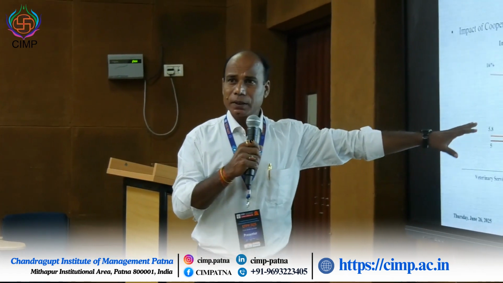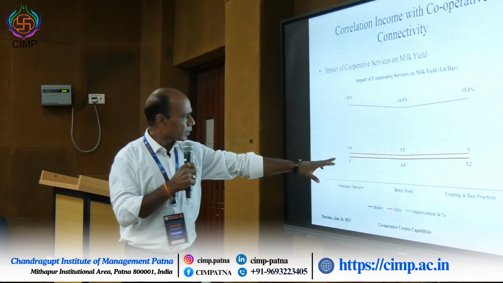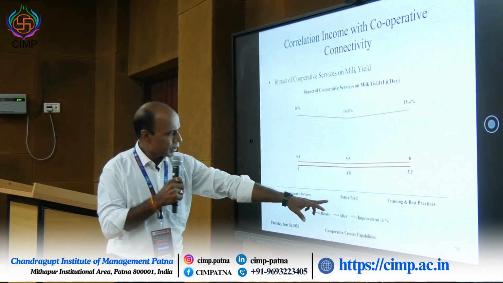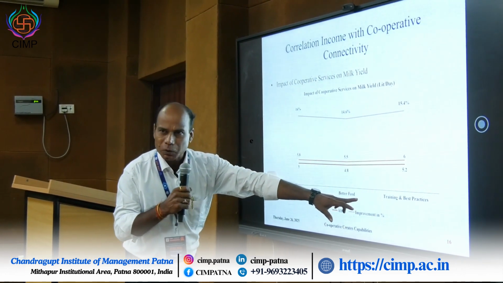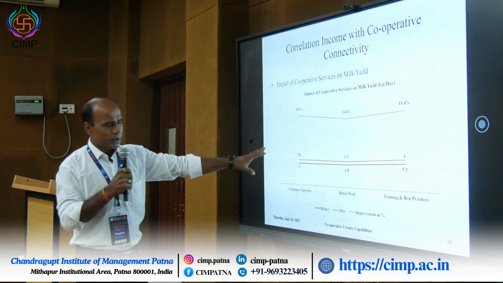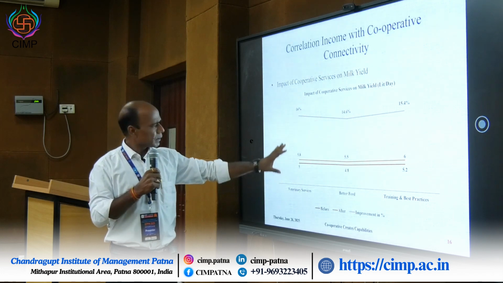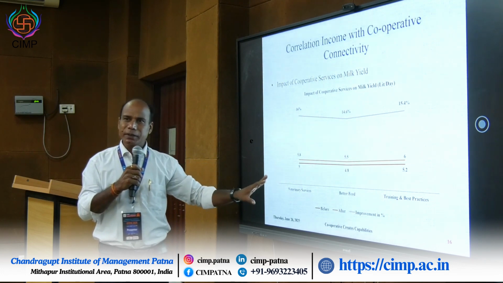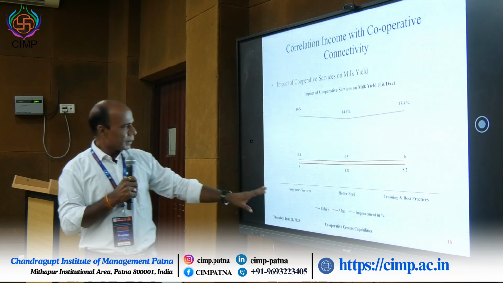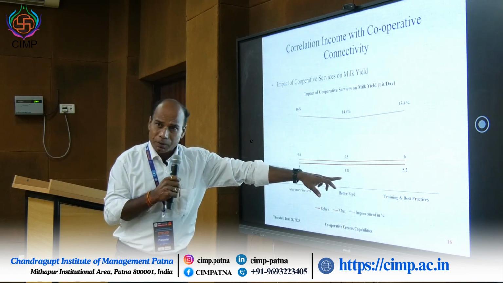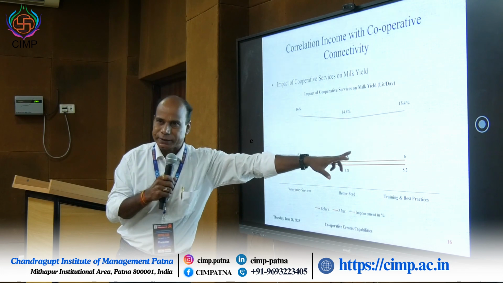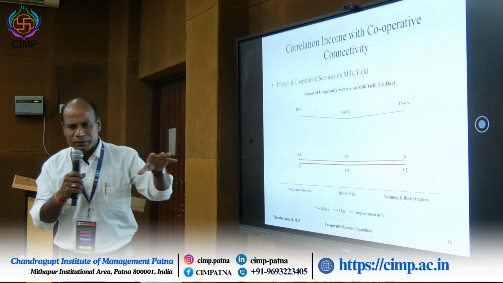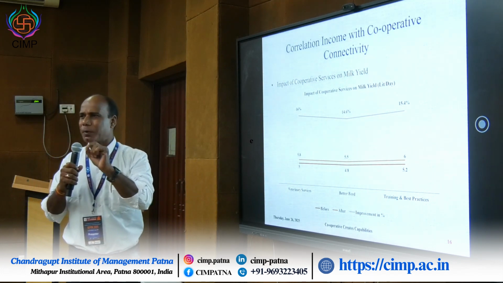And this is the impact of cooperative services on milk production. Before, there is 5 liters per day. If veterinary service is available through the cooperative, better feed, training and best practices through the cooperative societies, then there is a difference. If a member takes the cooperative service, milk production is enhanced to 5.8 liters, meaning 0.8 liter per day increase. With better feed, from 4.8 to 5.5, and 5.2 liters to 6 liters. This is the impact of cooperative services on a unit economy, on a unit of people.